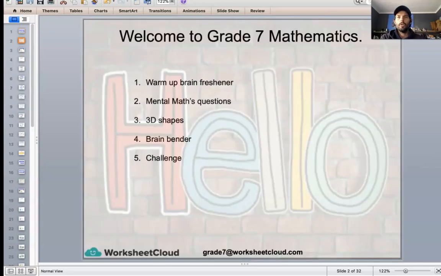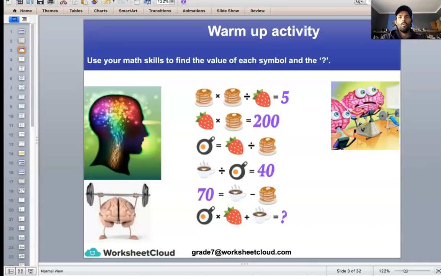Today we are going to be looking at 3D shapes, and on either side of that main theme we've got our warm-ups and our mental arithmetic questions, and then our brain bender and finisher at the end. Our warm-up today is on the screen. You need to tell me the value of each symbol and the question mark at the end. Just a reminder of order of operations. Please check your work thoroughly. There's no rush, take your time. And let's see how you guys get on.